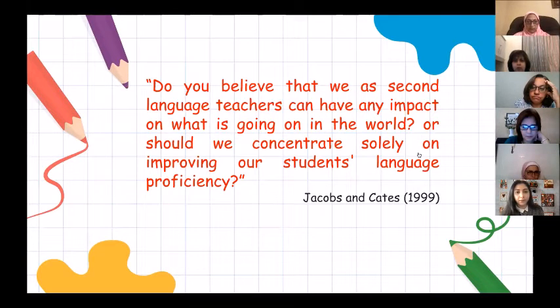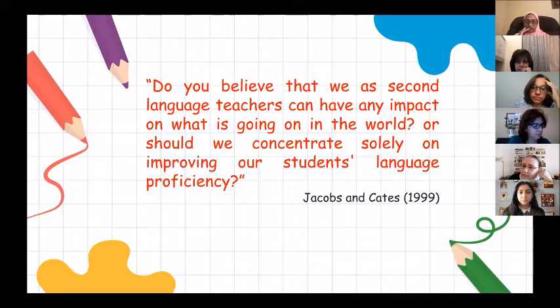I think we can do both. We can improve their proficiency through the global issues that are around us. Raise their awareness. The least we can do is just get them to know what's going on. Hopefully later they will take the initiative.